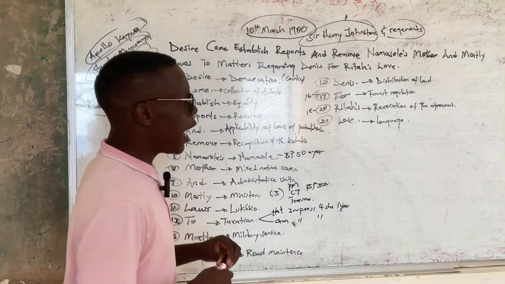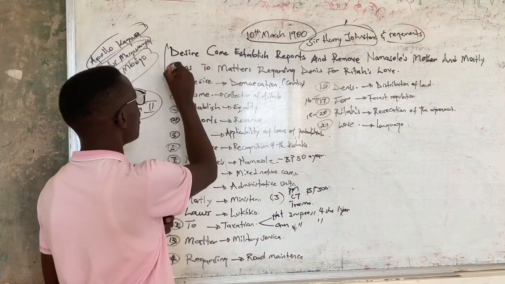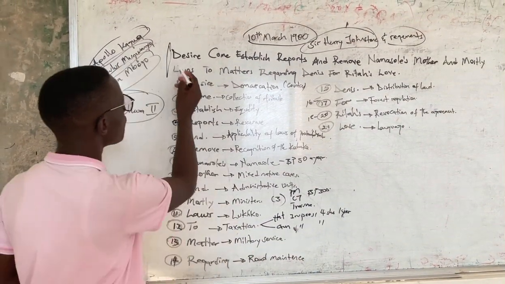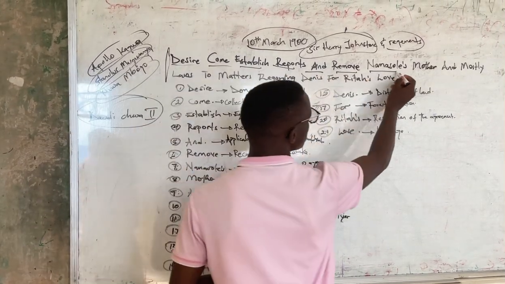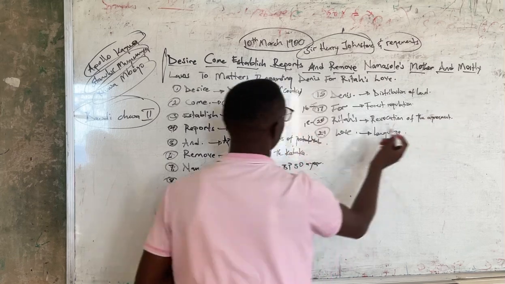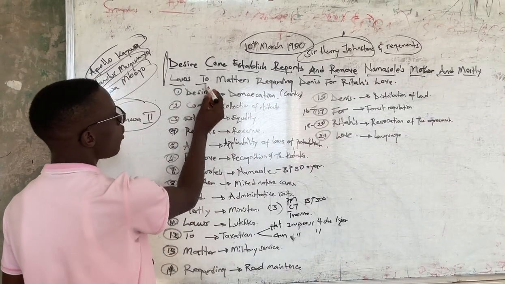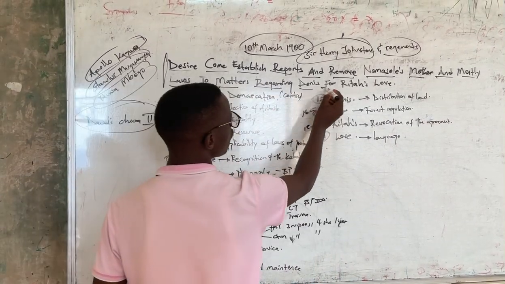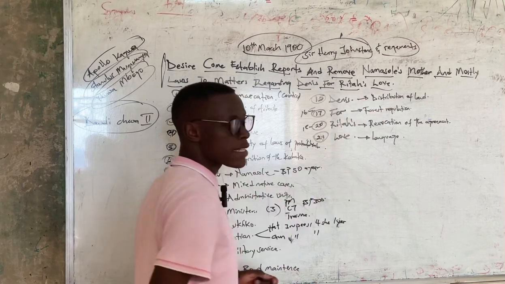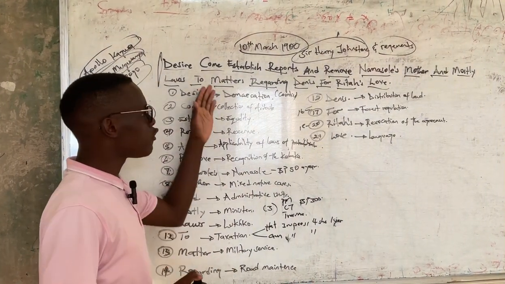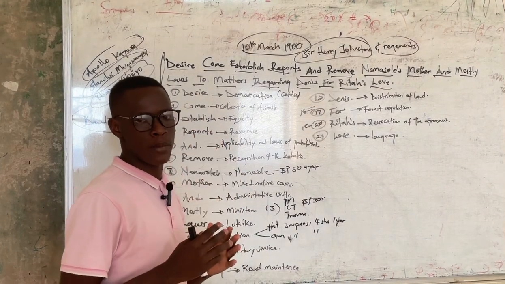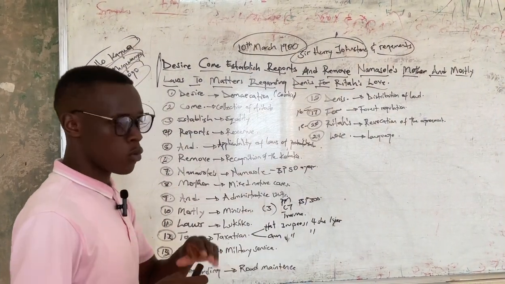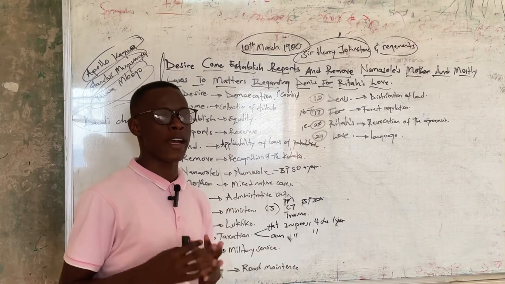Basically, I have a formula here that says: desire, come, establish, reports, and remove Namasore's mother, and mostly laws to matters regarding Dennis for Rita's love. That's the formula that talks about all the articles in the 1900 Buganda Agreement, and we are going to discuss article by article.